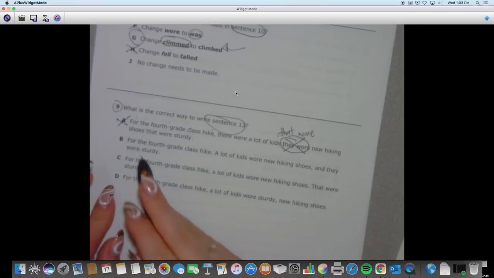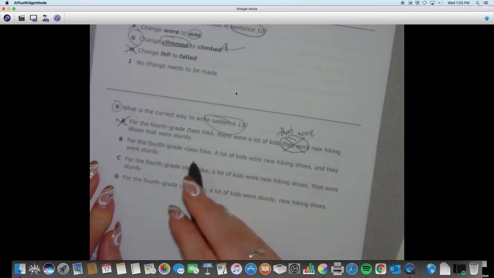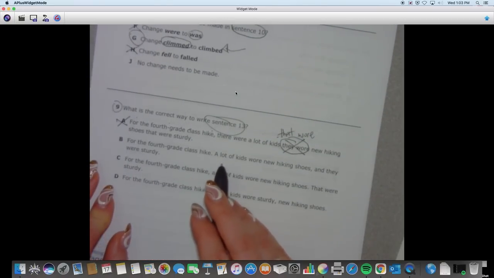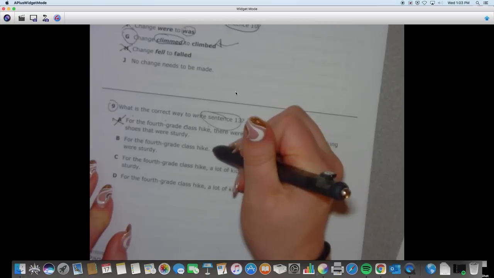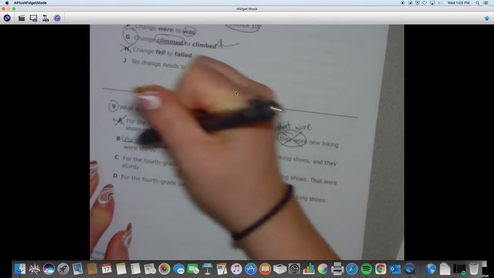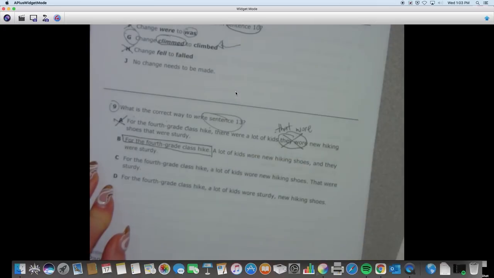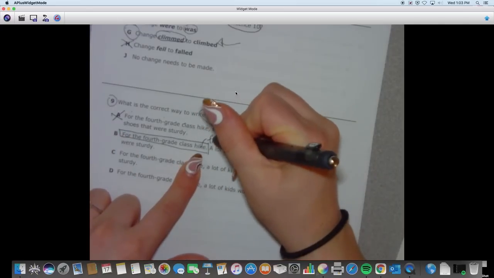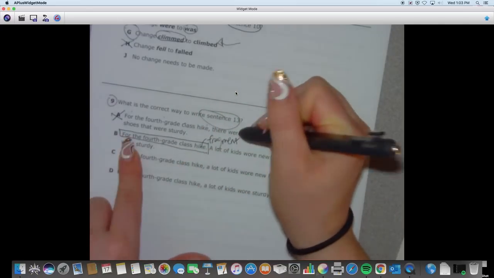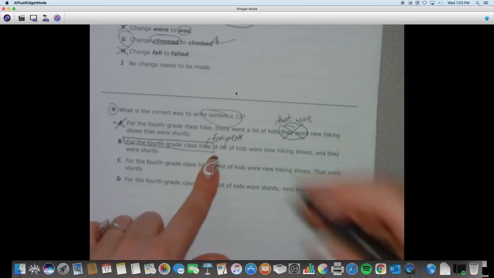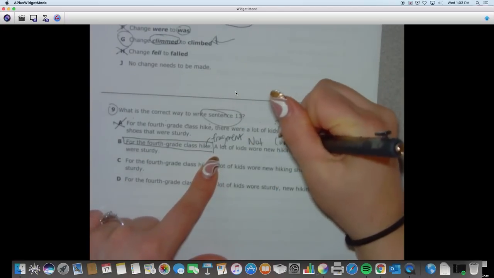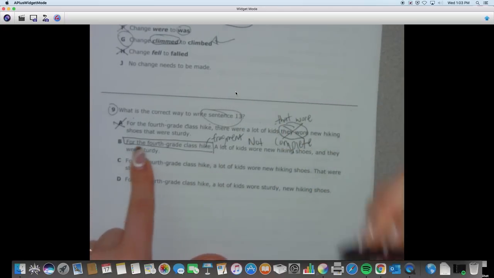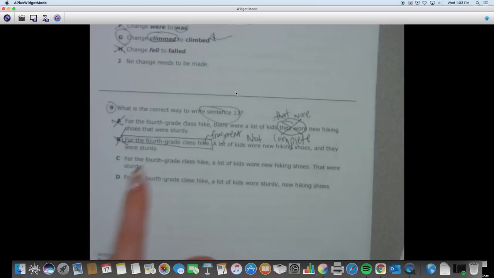Let's look at B. For the 4th grade class hike, a lot of kids wore new hiking shoes and they were sturdy. This right here, y'all, if we remember, there's a subject, but there's not really a predicate. So this is what we call a fragment. This is the first thing right off the bat. This is an incomplete, not complete sentence. This is not a better way to rewrite 13, so get rid of that.